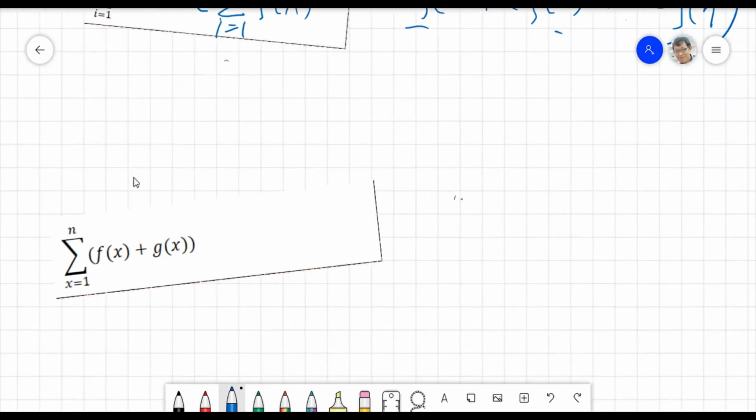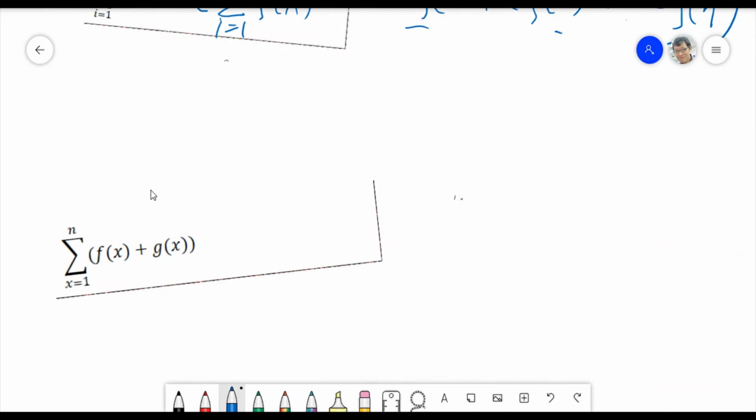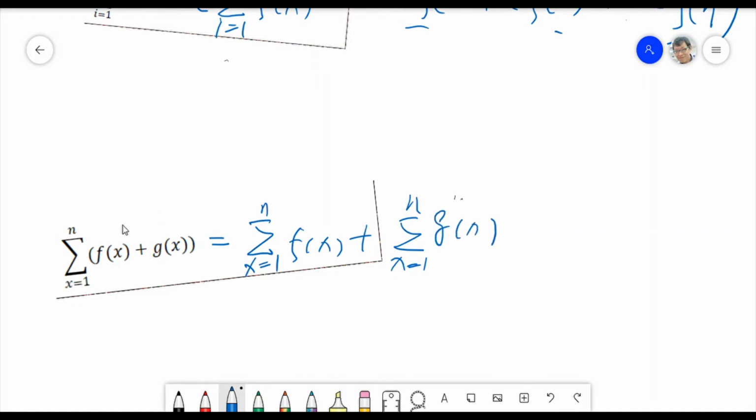Let's see the next one. It's a summation of two functions in the sigma notation. I will directly write the result. The result is to separate them: the sum from x equals 1 of f(x), plus the sum from x equals 1 of g(x). This one will be easy. So the interpretation is that the summation of two functions can have their sigma notations separated from each other.